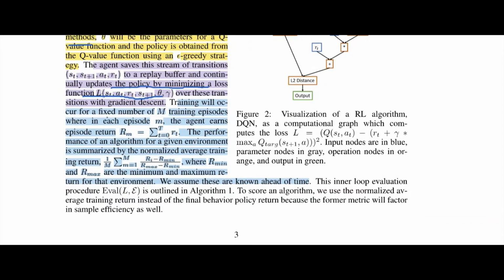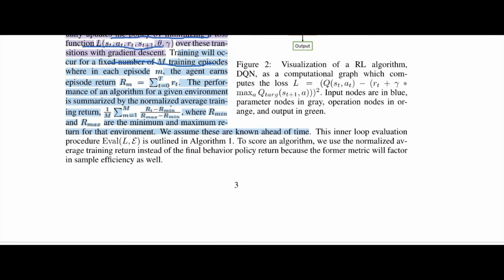Other constraints are that training will occur for a fixed number of episodes, and in each episode the agent will get some return. The evaluation metric for them is normalized average training return, which is represented by this. Normalized here means that it is normalized on the range of the rewards you get, R max and R min, and they assume that R max and R min are known ahead of time. So basically they assume that for an environment you already know the maximum or the minimum reward you can get from it.